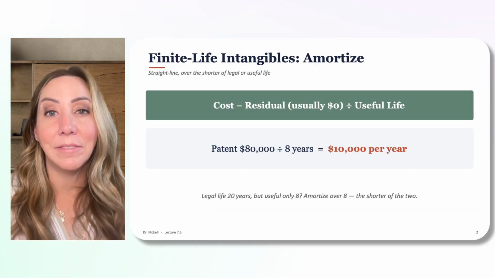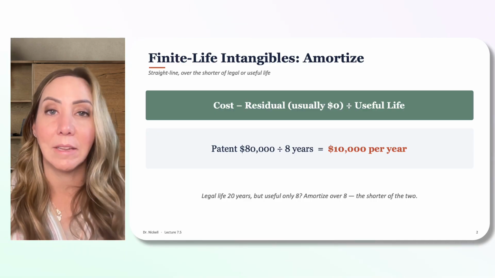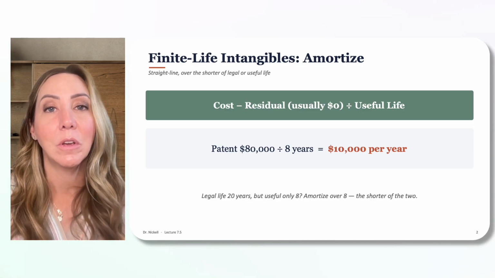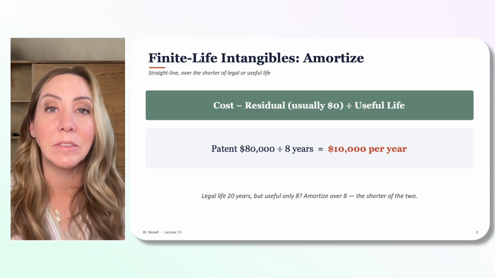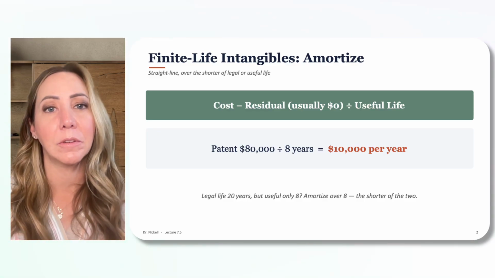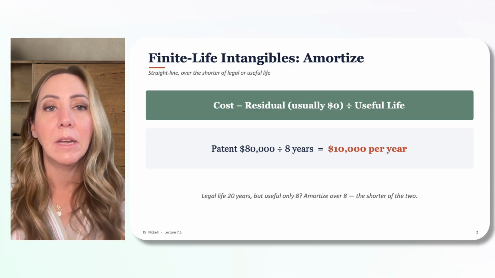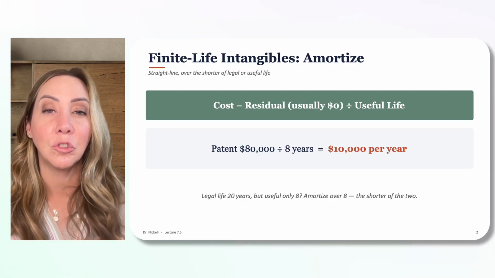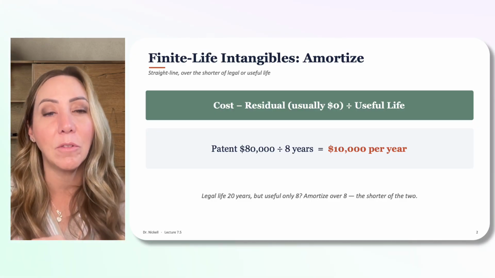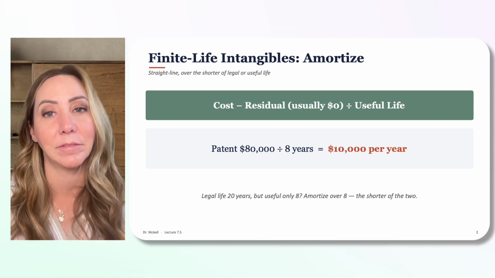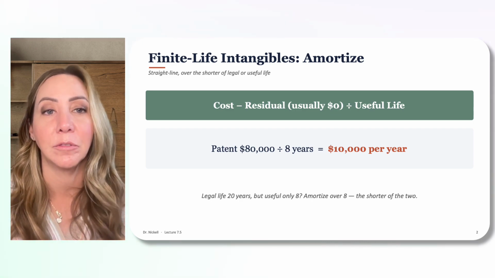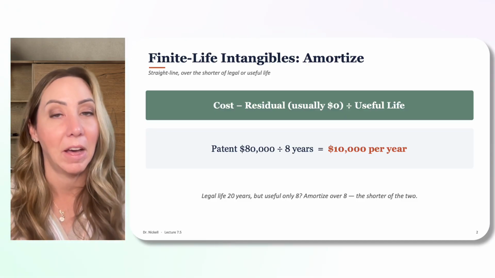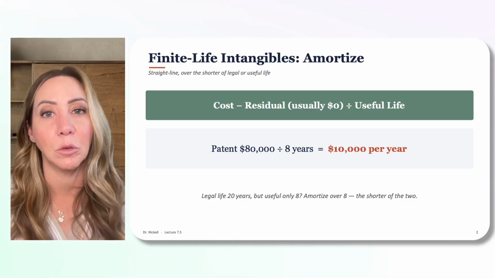For a finite life intangible, amortization works just like straight-line depreciation, and straight-line is almost always the method that we use. We take the cost, subtract any residual value, though for intangibles, residual value is usually zero, and then spread it over the useful life. One nuance, we amortize over the shorter of the asset's legal life or its useful economic life. A patent is legally protected for 20 years, but if the technology will realistically only be valuable for 8 years, we're going to amortize over 8.